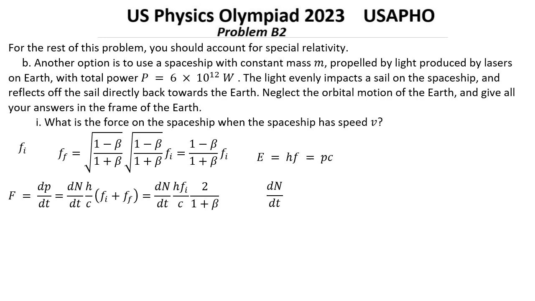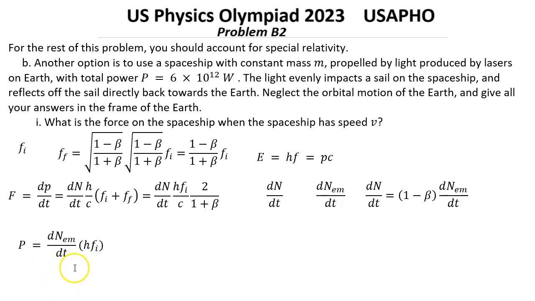Here delta N over delta T is the rate at which photons collide with the sail. It is related to the rate at which photons are emitted from the source on Earth by the formula (1 minus beta) multiplied by delta N emitted over delta T. Finally, since the power of the laser is the rate of emission multiplied by the energy of the photon, which is h f initial, we have force F equal 2P over c multiplied by (1 minus beta) over (1 plus beta), which is the same answer as for the first two solutions.